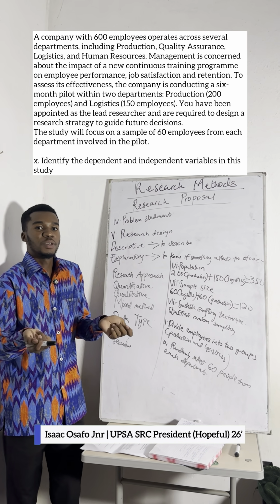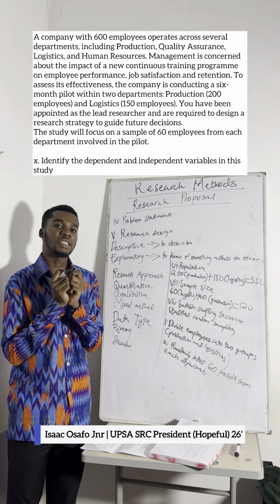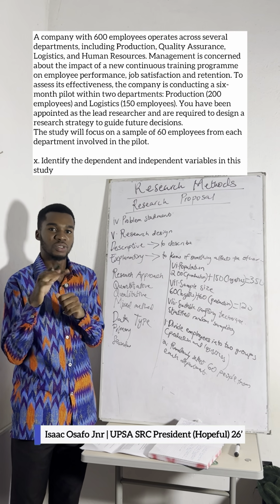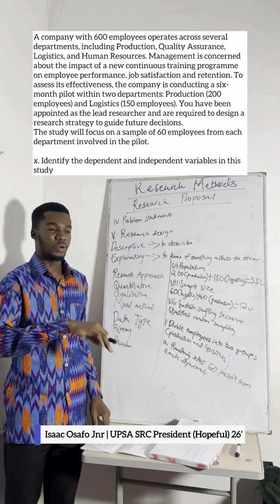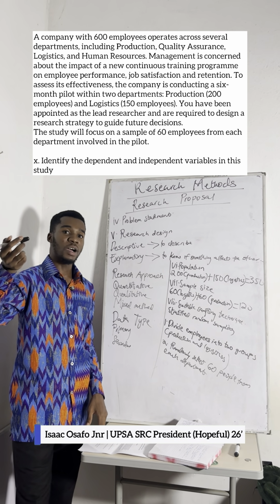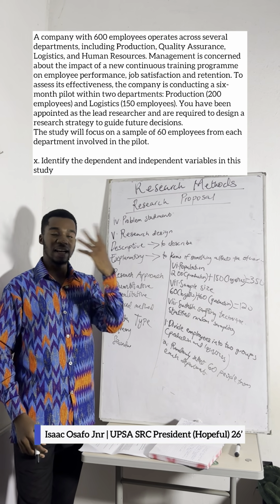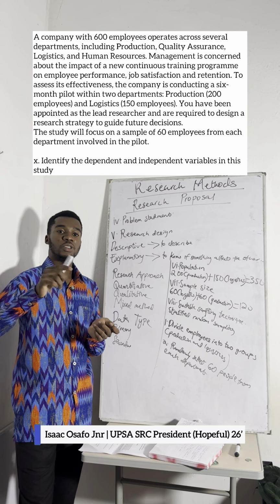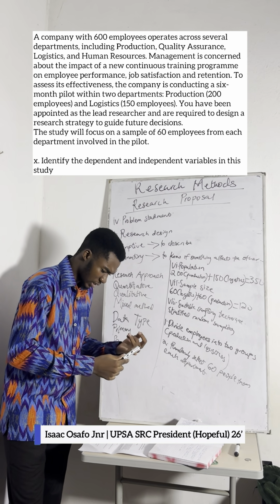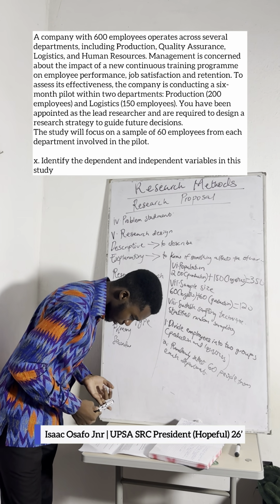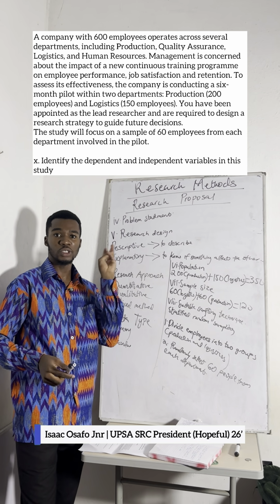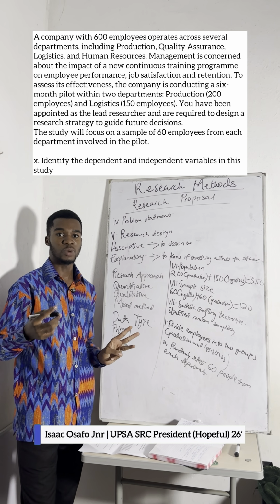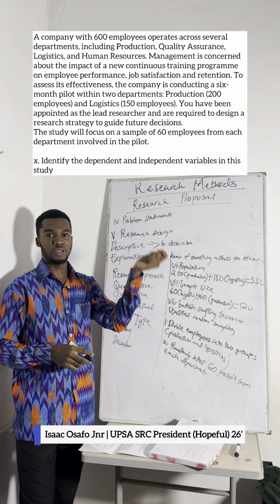So the training program is the independent variable. That's for the independent variable. Whatever is causing something to change, you get it? Then the dependent variable is whatever is being affected by the other variable. So the impact of the training program on job satisfaction, employee performance, and retention. Those three are the dependent variables. You get it? Whatever is being affected by the training program.